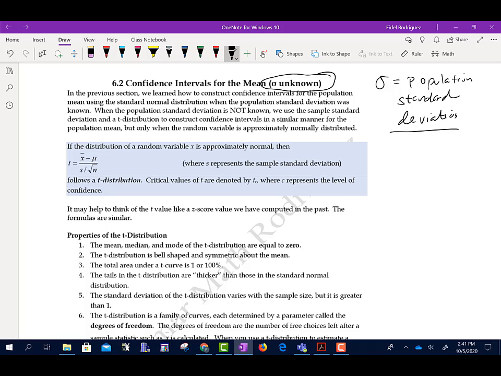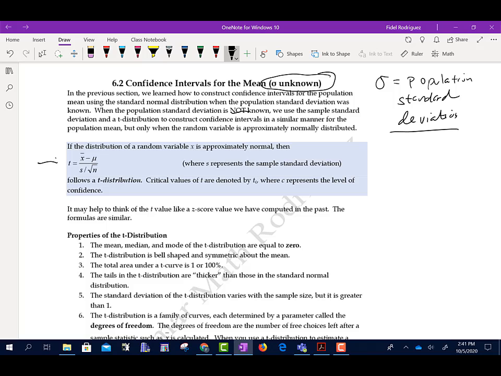It says, in the previous section, we learned how to construct confidence intervals for the population mean using the standard normal distribution when the population standard deviation was known. When the population standard deviation is not known, we're going to use the sample standard deviation in something called the t-distribution to construct confidence intervals in a similar manner for the population mean, but only when the random variable is approximately normally distributed.